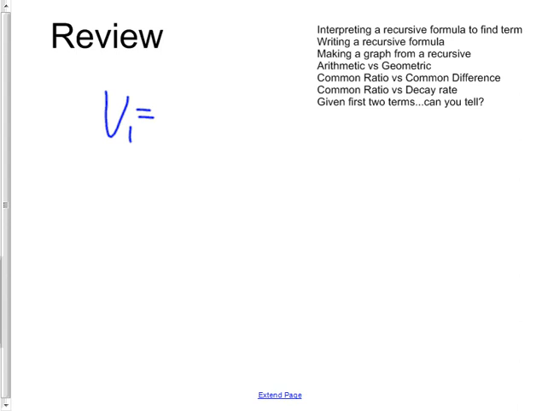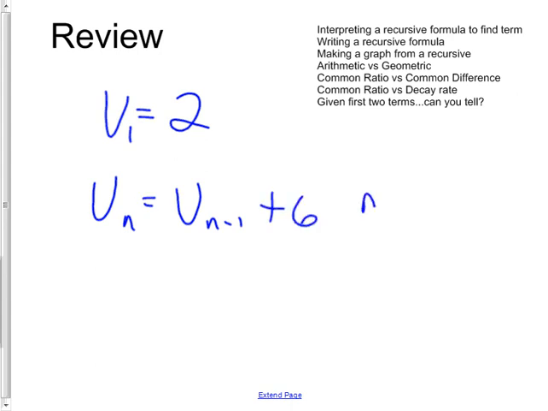Is anybody forgetting the n is greater than or equal to 2 thing? I'm sure some people probably did. I won't put you on the spot, but that's a really common thing to forget. We started with 2. Un equals un minus 1, actually it's not a times, I said to add 6 every time, so I'm going to go plus 6. And then n greater than or equal to 2.